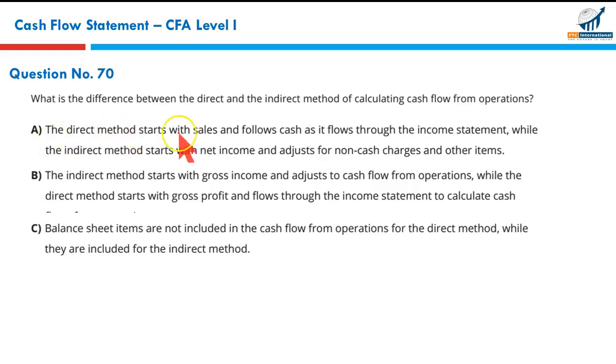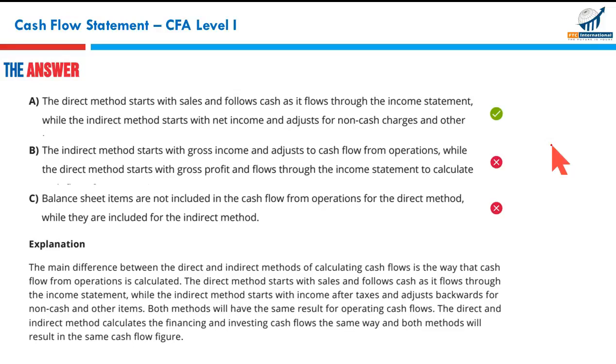The direct method starts with sales, follows cash as if it flows through the income statement. Correct. Starting with cash, you add and less certain inflows and outflows. That's the direct method. So far, so good. Correct. While in the indirect method, we start with the net income. We adjust for non-cash charges like depreciation, like amortization, like losses on disposal. Perfect. We need to look no further. A is the right answer. A it is.